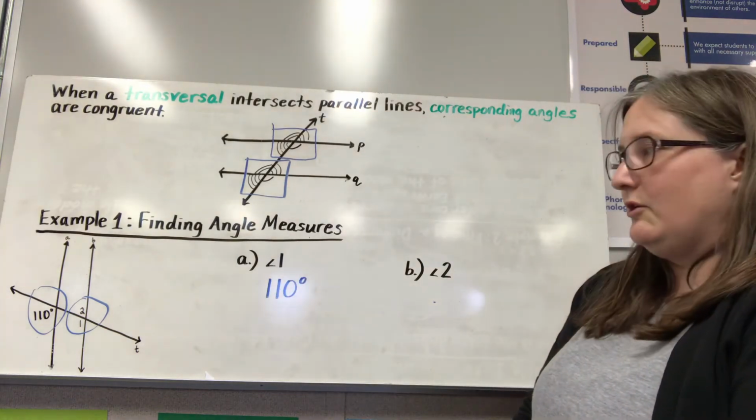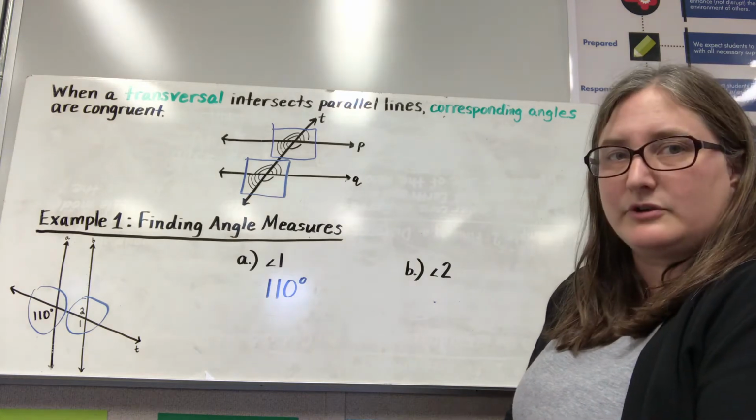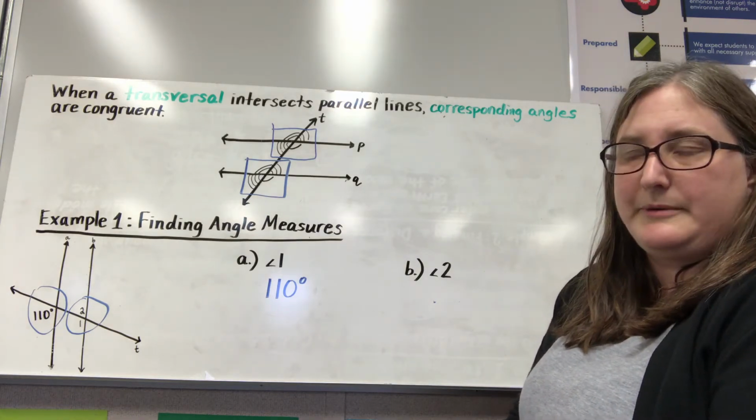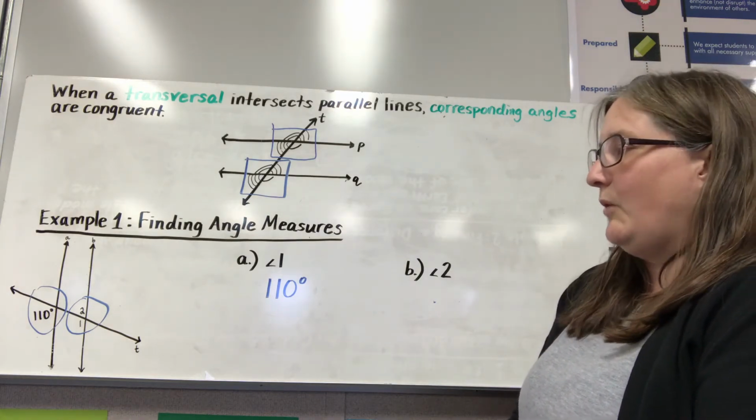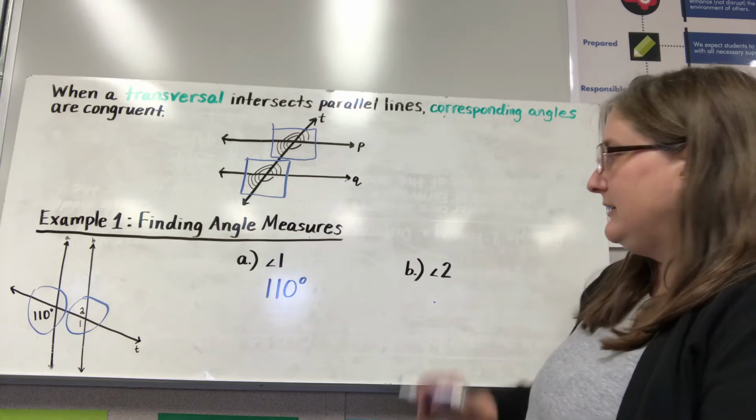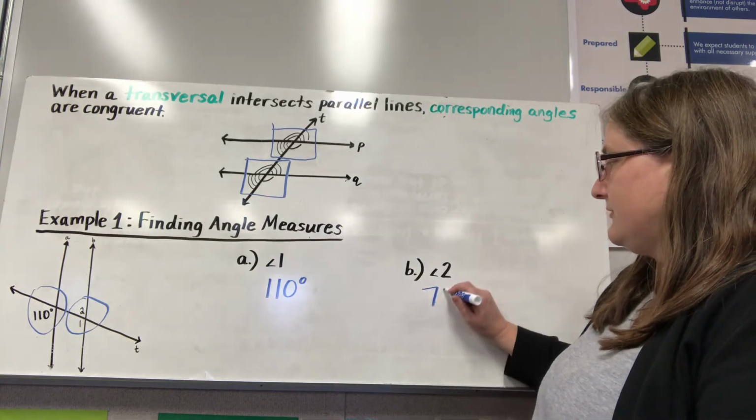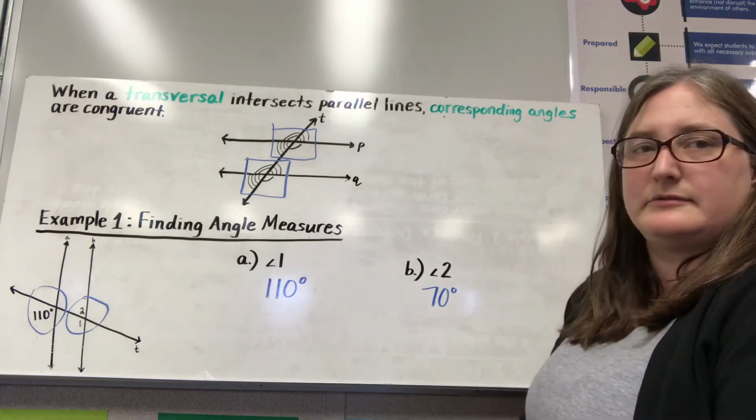Then I notice that angle 1 and angle 2 are supplementary. They're next to each other, and together they will be 180 degrees. So 180 minus 110 leaves me with 70. So the measure of angle 2 is 70 degrees.